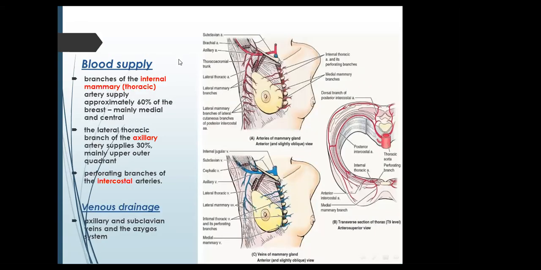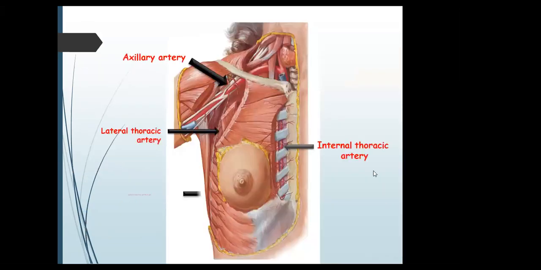Blood supply of the breast. Branches of the internal mammary or thoracic artery supply approximately 60% of the breast, mainly medial and central. This is the internal thoracic. And the lateral thoracic branches of the axillary artery supply about 30%, mainly the upper outer quadrant. This is the lateral thoracic branch. Perforating branches of the intercostal arteries are other sources. Venous drainage is to the axillary and subclavian veins and the azygos system. Internal thoracic, axillary, lateral thoracic, and intercostal arteries.